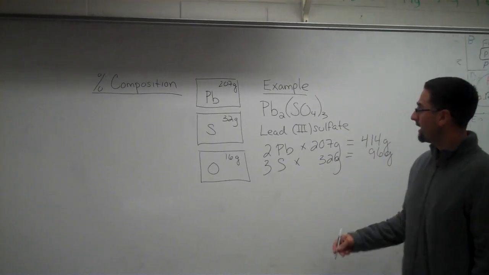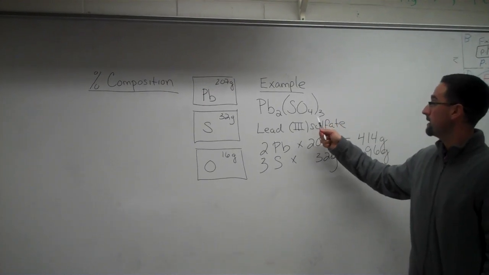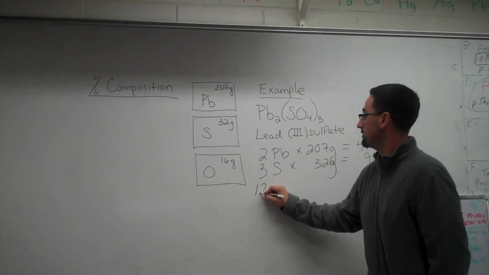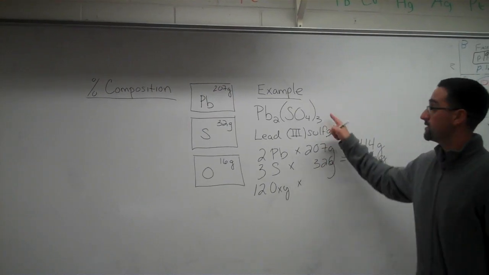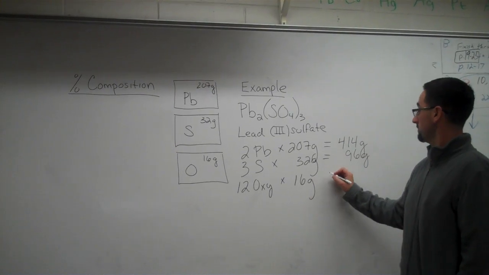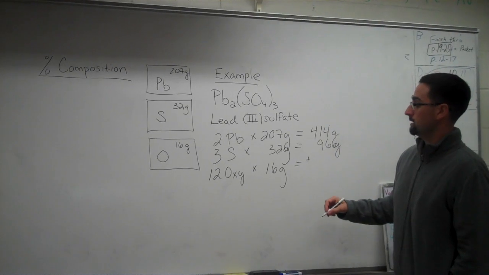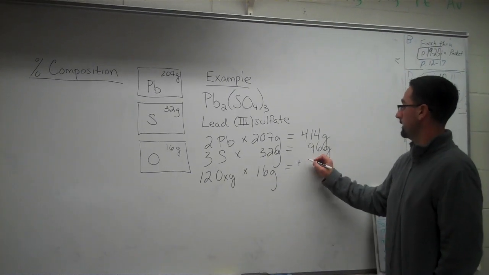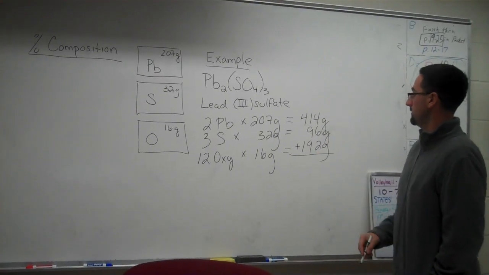And finally, for the oxygens, we have to distribute the 3 subscript into the parentheses. So that's going to be 4 times 3, which is 12 oxygens, times each oxygen is going to be 16 grams. And what's that going to be? 160 plus 32 is going to be, I believe, 192. Check me on that, Mr. Falls. That is correct.